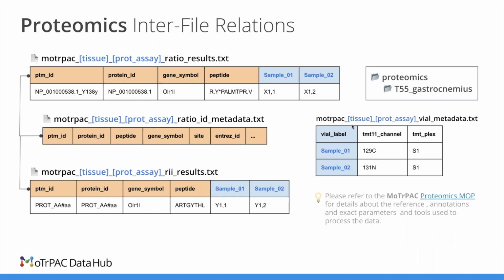And the last file that we have, the fourth file, is the val metadata file that you can use, as we mentioned before, to map the sample IDs, for example, to the different plexes that were used to generate the data.